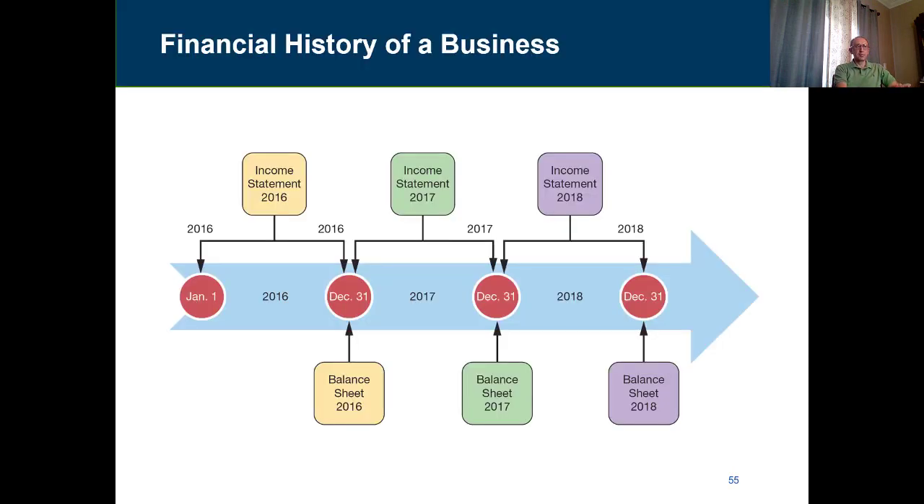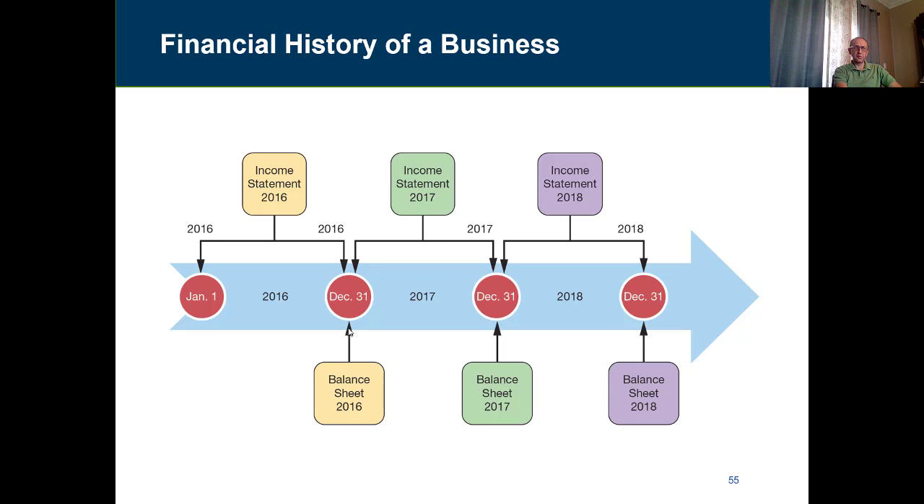So, the financial history of a business. Let's assume that companies are using the fiscal year as a calendar year. So we have here a company with 2016, 17, and 18. The income statement would show the performance of the business during a year. I always say this is very similar to a video cam.